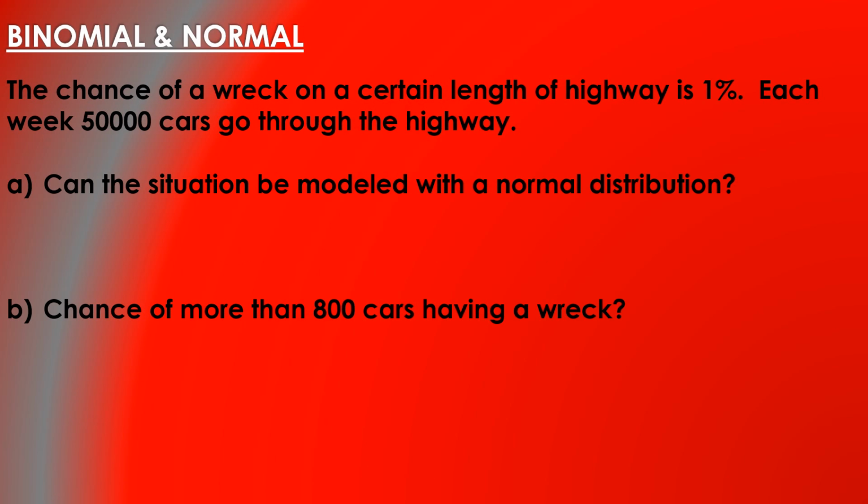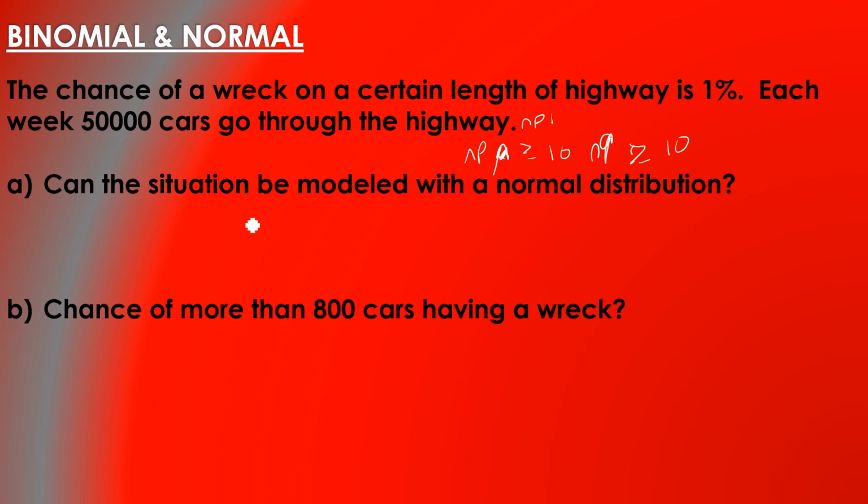The chance of a wreck on a certain highway is 1%. Each week, 50,000 cars go through the highway. Can the situation be modeled with a normal distribution? So remember, our mean is going to have to be greater than or equal to 10. And so our number of successes and our number of failures will actually have to be greater than or equal to 10. So NP and NQ have to be greater than 10.